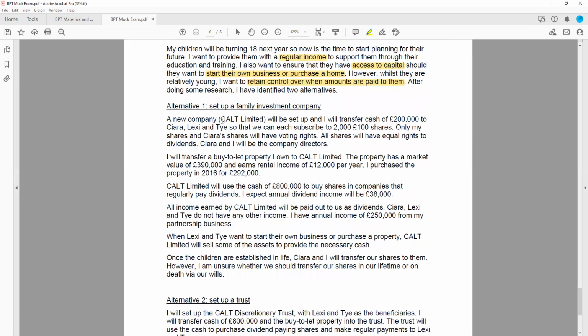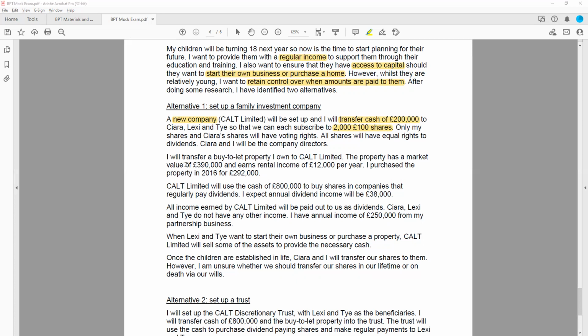So a new company, Court Limited, will be set up and I will transfer cash of 200,000 to Kira, so spouse, and the two children, so that we can each subscribe to £2,100 shares. So it sounds as though she's going to transfer cash of 200,000 to each of them so that they can each subscribe to 200,000 of share capital, so setting up a company. Only my shares and Kira's shares will have voting rights. All shares will have equal rights to dividends. Kira and I will be the company directors.